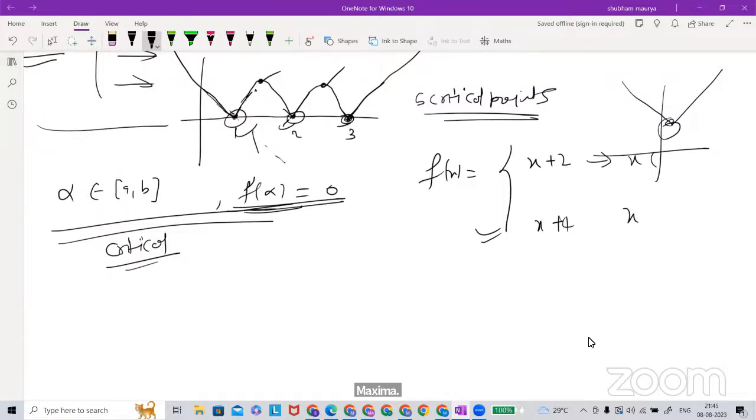And for the saddle point, if this is happening, f prime of alpha is going to be 0 also.